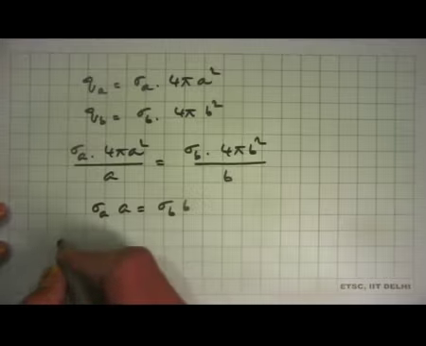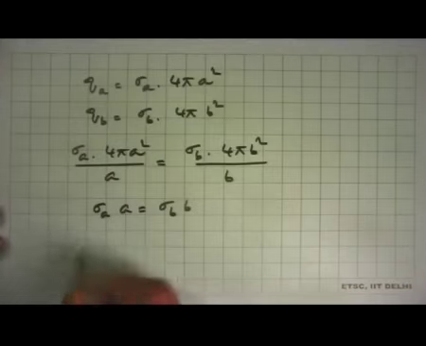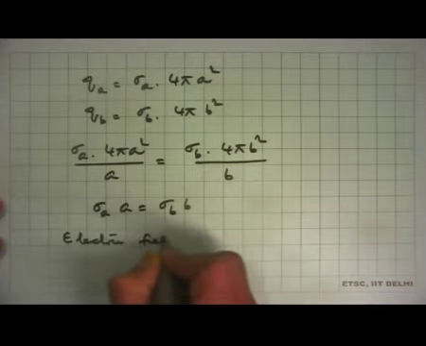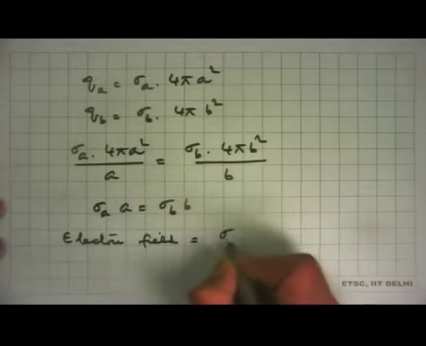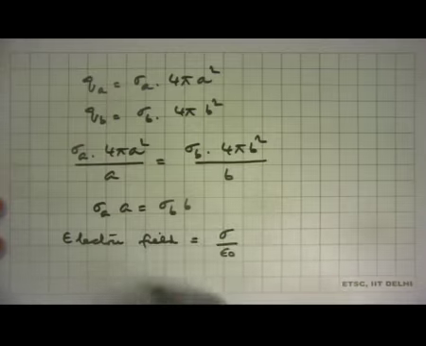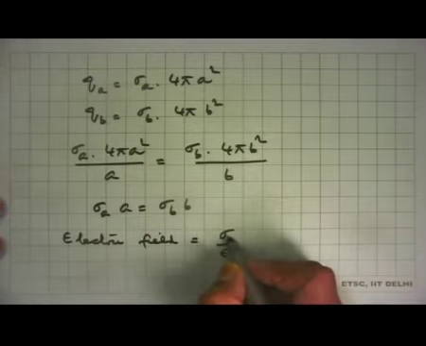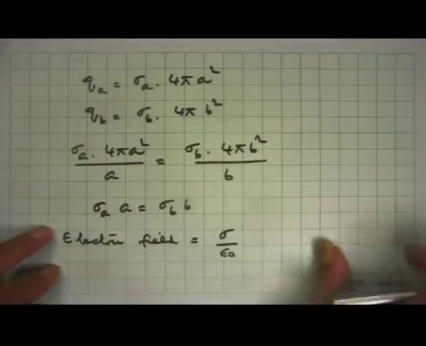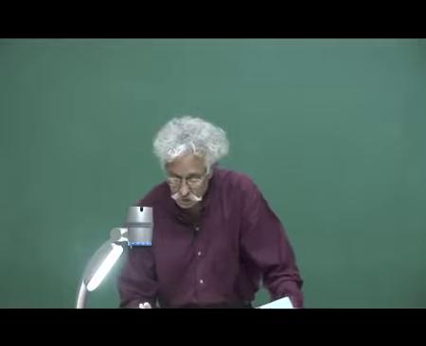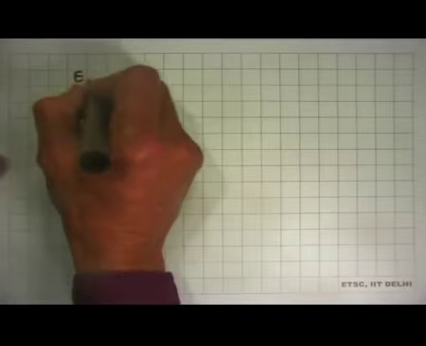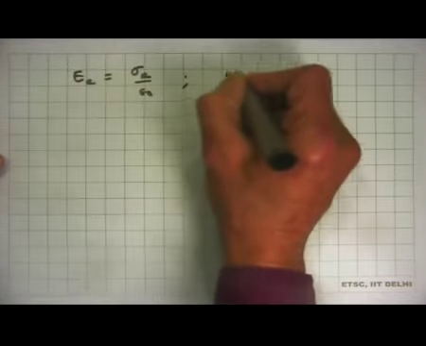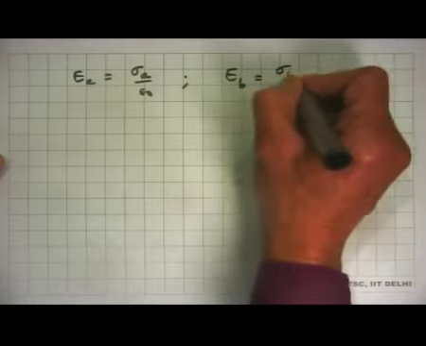So, I also know the electric field at the surface of these conductors. If you have a surface charge density sigma, the electric field is equal to sigma by epsilon 0. So, what I get is the electric field on the surface of the conductor of radius A is sigma A by epsilon 0, and the electric field on the surface of the conductor B is sigma B by epsilon 0.